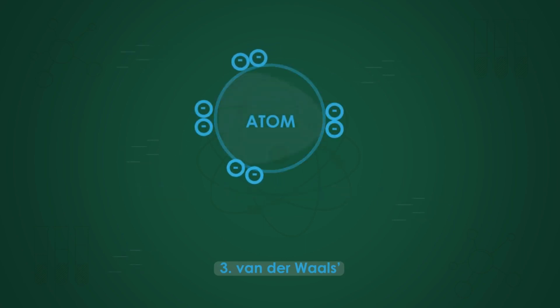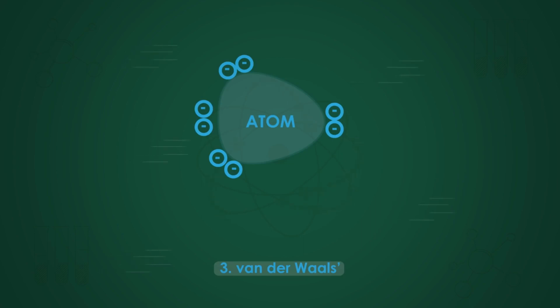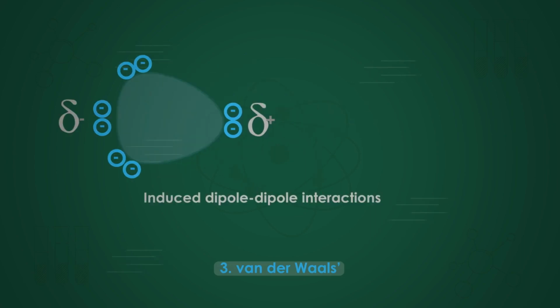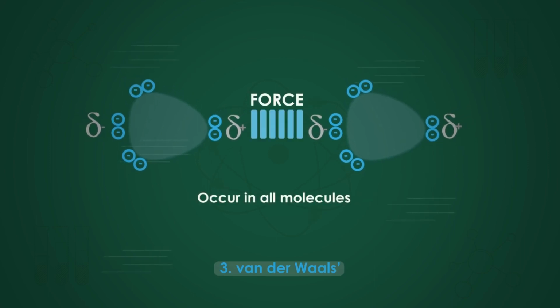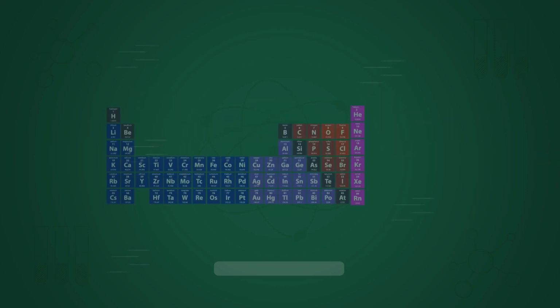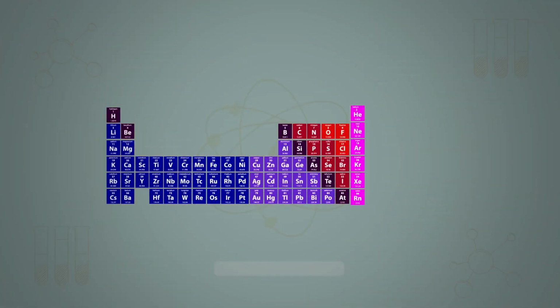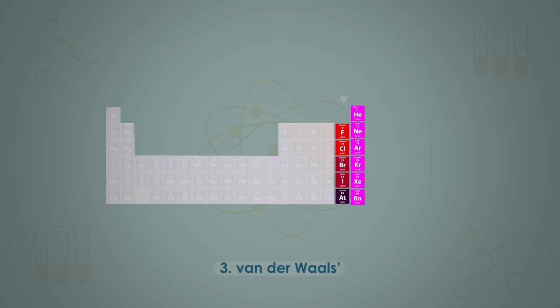They arise out of movement of the electrons in the shells. If we could freeze the action at any moment in time, there would be an instantaneous dipole at that particular moment. These induced dipole-dipole interactions, called Van der Waals forces, occur in all molecules, whether polar or not, but are the only intermolecular forces between non-polar molecules, such as the halogens and the noble gases.